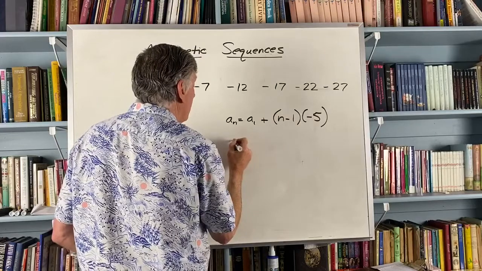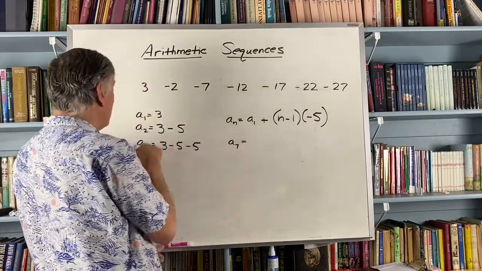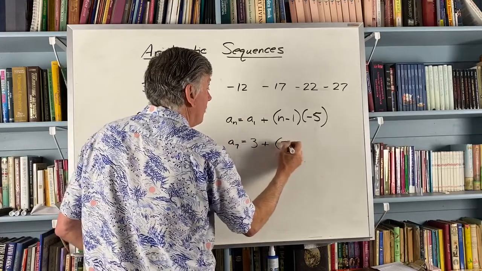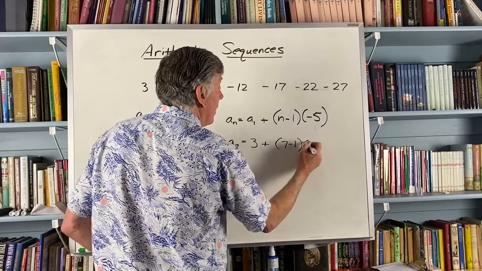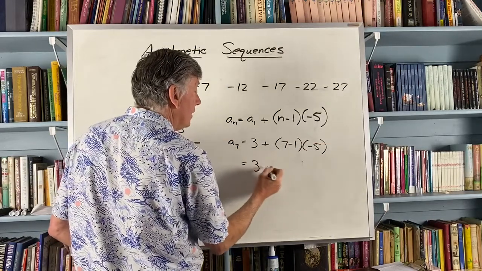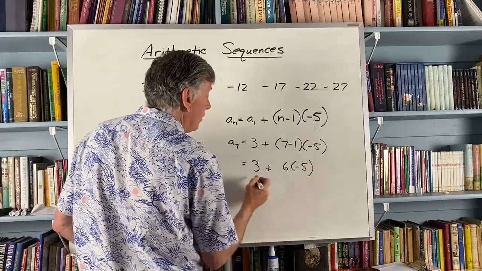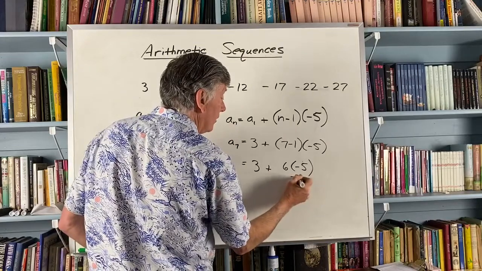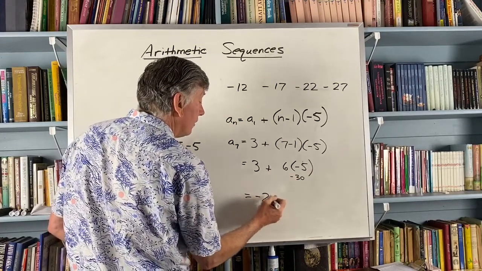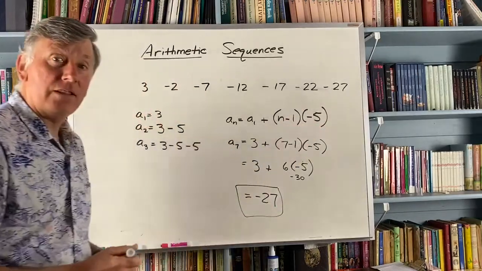Let's look and see, what is my 7th term? Well, it's equal to my first term, which is 3, plus 7 minus 1 times negative 5, which is 3 plus 6 times negative 5, 3 plus negative 30. 3 plus negative 30 is indeed negative 27, which is what I get that way.